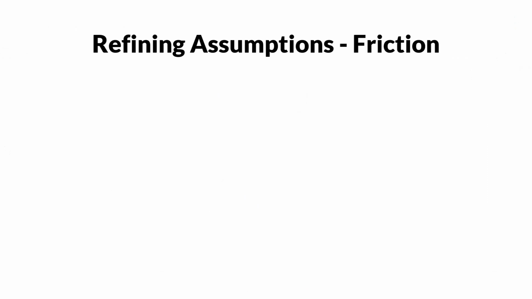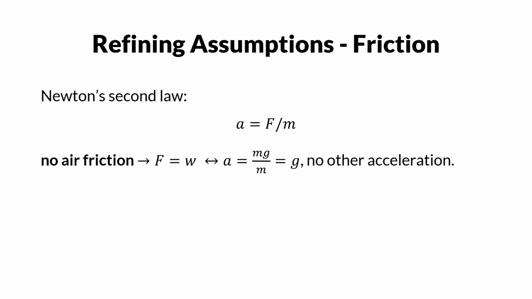The previous model is relatively easy as we don't count the air friction in the model. Now, let's add air friction as a force affecting the ball movement. By Newton's second law of motion, the acceleration is equal to forces divided by mass. If there is no friction, the force is just the weight, which by definition is mass times gravitational acceleration, so there is no other acceleration.